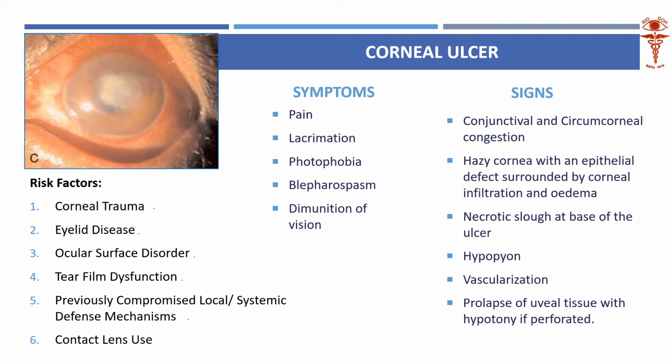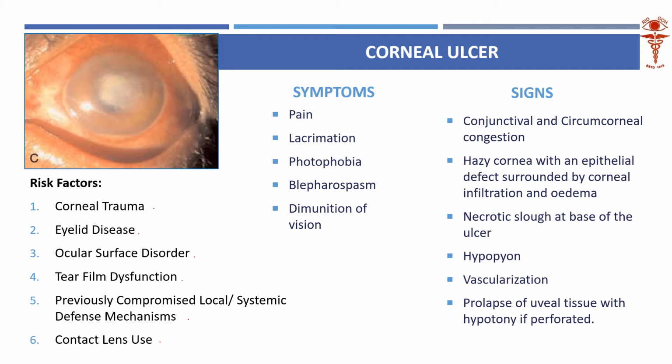Any local or systemic diseases like diabetes mellitus, uncontrolled diabetes mellitus, lepromatous leprosy, sarcoidosis, collagen vascular diseases, all these will be affecting the cornea. Contact lens use: any patient who goes very erratic with contact lens use stands the chance of becoming infected, and developing a corneal ulcer.